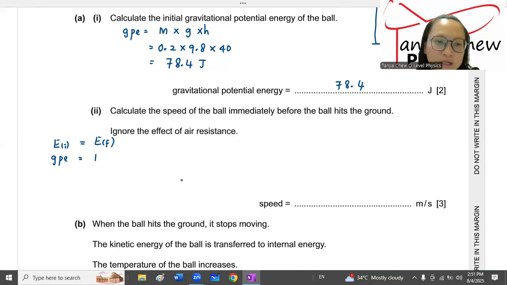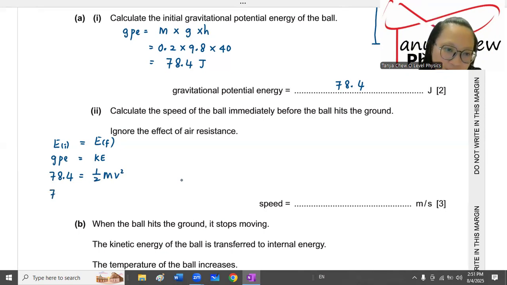So all the GPE is transferred to kinetic energy of the ball. So GPE is the energy that you have calculated initially, which is 78.4. So I'm just going to sub it in. And KE is the kinetic energy, which is half mv squared, where m is the mass of the ball, v is the speed of the ball. So I'm going to sub it in.